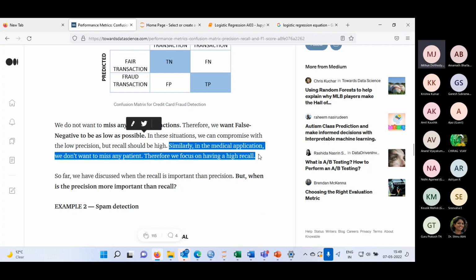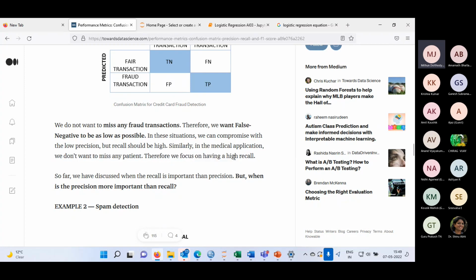Read this second sentence. In a medical application, we don't want to miss any patient. Therefore, we should have a high recall. So far, we have discussed when recall is more important than precision, but when is precision more important than recall? Are these two cases clear, guys? One is fraud detection and medical application, wherein we do not want any patient to be missed, correct? Under these circumstances, recall is important. If the business goal is that I want the false negatives to be as low as possible, then we can use recall.